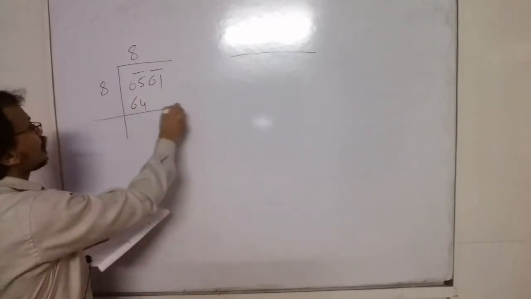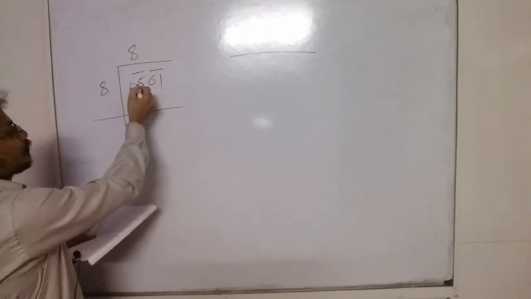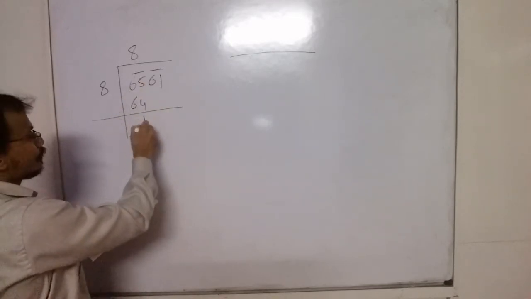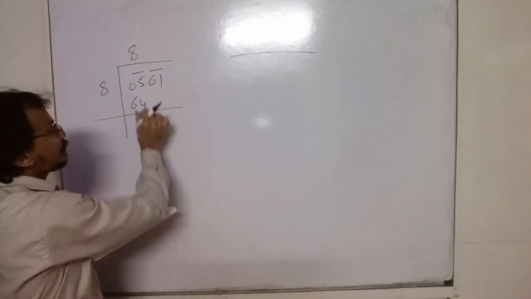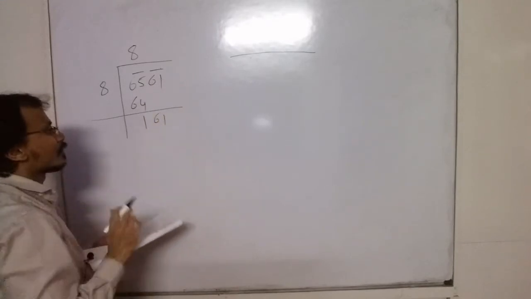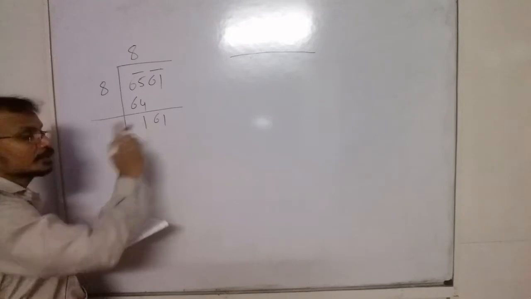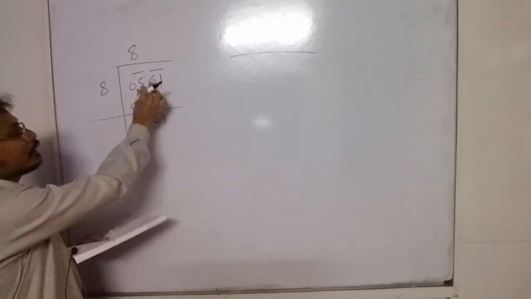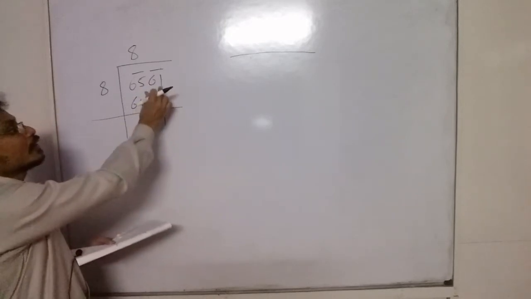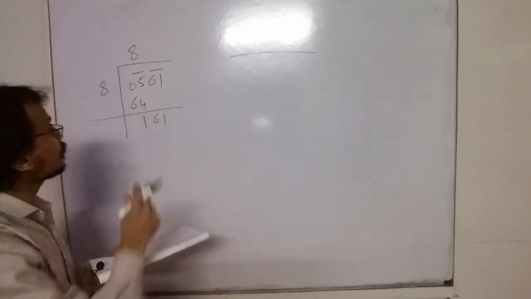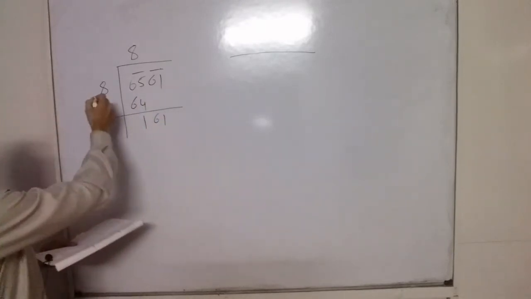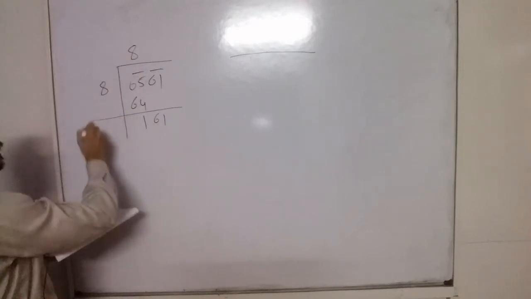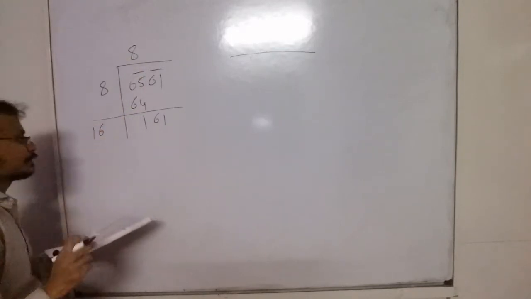Okay, now just draw a line and 65 minus 64 is going to give me 1, and now I am going to copy this 61 as it is. So this number is 161. Remember that you cannot copy a single number, you will have to copy two numbers or a pair of two numbers. And now add these two numbers, 8 and 8 is going to be 16.